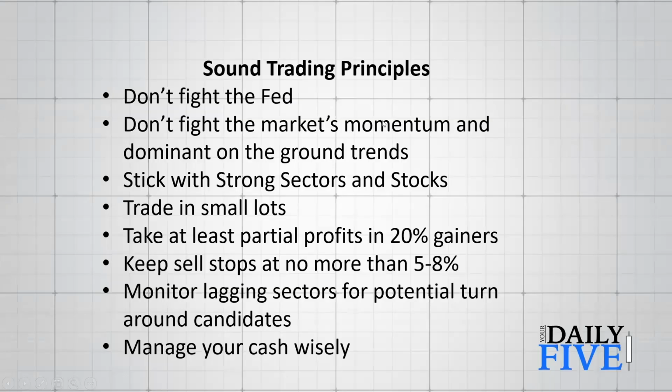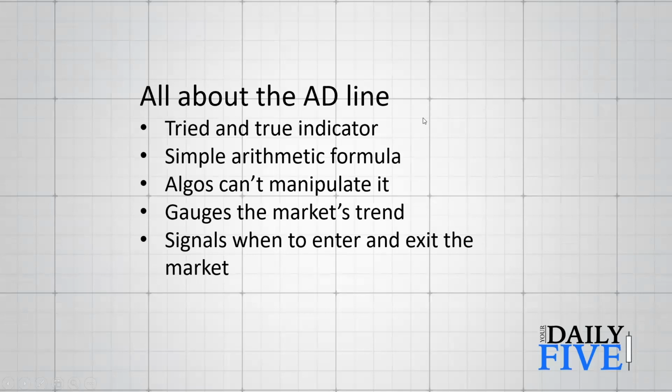So let's talk about the advance decline line. It's a tried and true old-fashioned indicator that is overlooked by many people, but I can't live without it. I can't trade without it either. It's a simple arithmetic formula. You can do it yourself if you want to on paper, but who does that anymore? You simply take the number of stocks that advanced and subtract the number that declined, and you plot it on a chart, and you do it the same way the next day. Pretty soon you have a nice looking line, but who wants to do that when you have StockCharts.com?